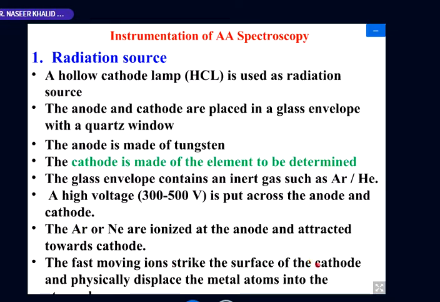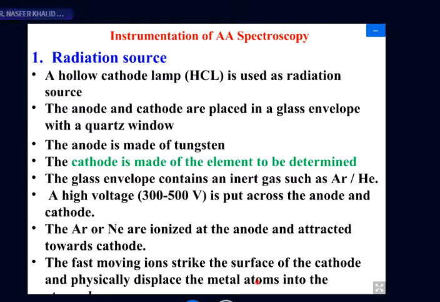will be striking the surface of the iron cathode, it will physically displace the metal atoms from the cathode surface. So the cathode surface will be eliminating some of the atoms into the atmosphere of the lamp. And some of them will be excited.